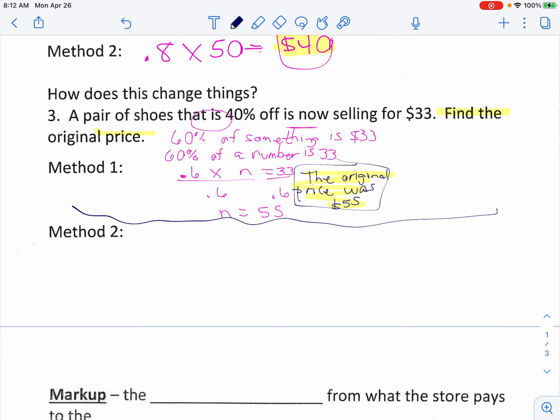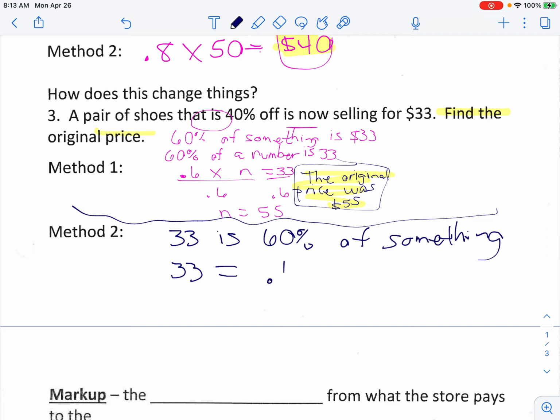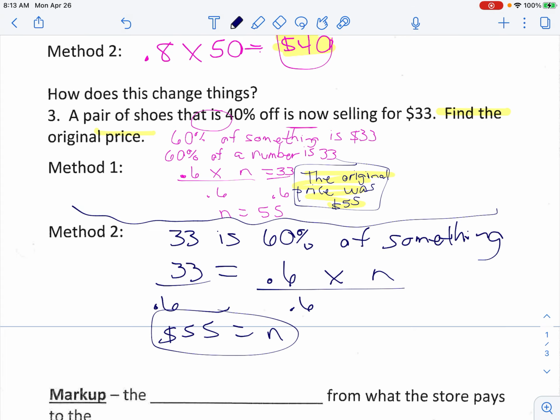Method 2. $33. 33 is 60% of something. So it's just thinking the opposite of what I just thought before. 33 is 60% of something. So notice it's basically the same problem. We just flip the terms. So again, we would divide both sides by 6/10, and we would also get $55 equals N.